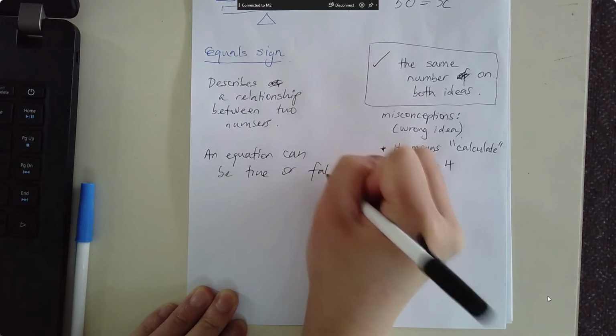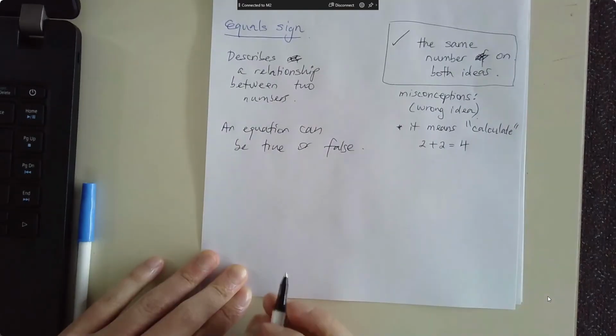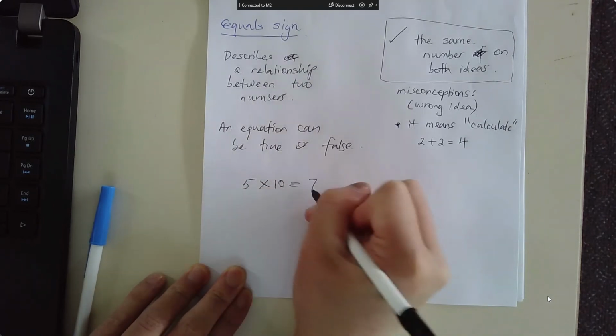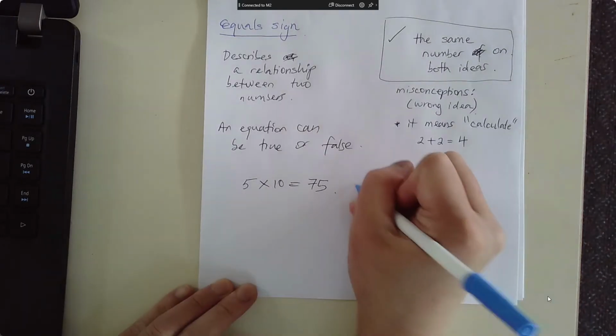So let me just show you a couple of examples. If I tell you that 5 times 10 equals 75, is that a true equation or a false equation? False. You're just playing devil's advocate, aren't you, Ferg? Yeah, this is a false equation.